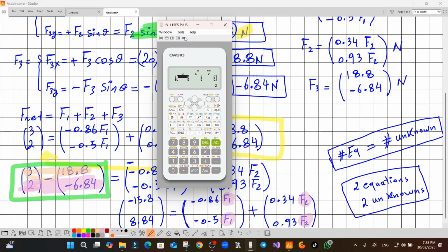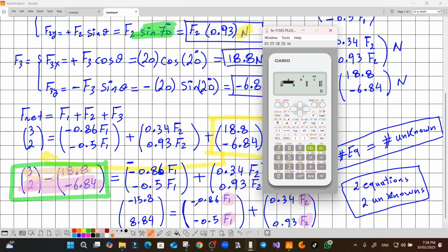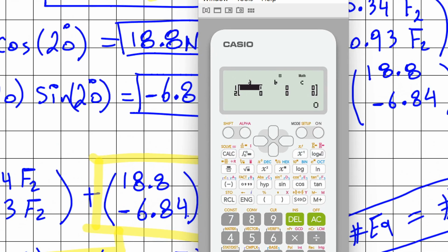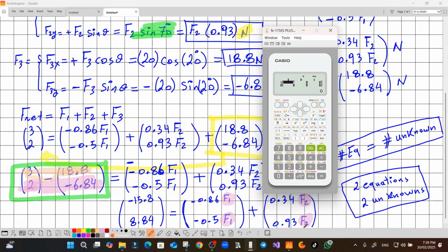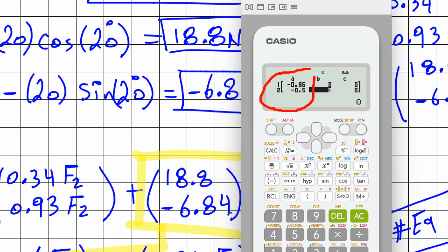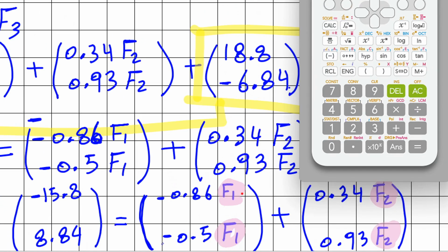Now let's start inserting the factors. Remember, we're gonna insert the factors of the unknowns. This technique is designed to calculate the unknowns F1 and F2. So let me write the minus 0.86 equal. Now, I prefer to go column by column. So the second entry for the A column is minus 0.5. So look here what we have. The same entries as here.